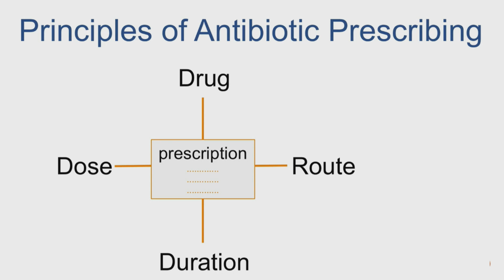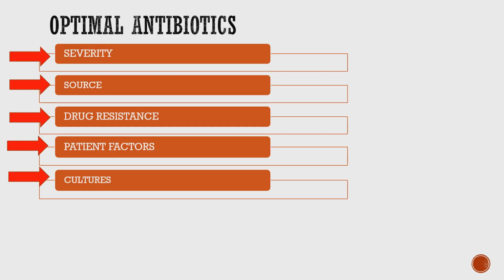And finally, we have to prescribe the right drug in the right dose, by the right route, for the right duration, in the right patient. And this is the main motto of AIIMS. So we will go back to the case: how to select an optimal antibiotic in our case. We can follow some simple 4-5 steps and we will be able to select the antibiotic.